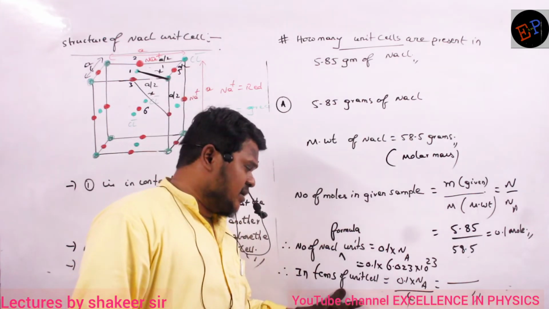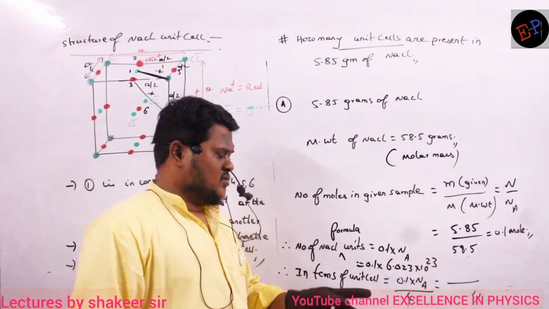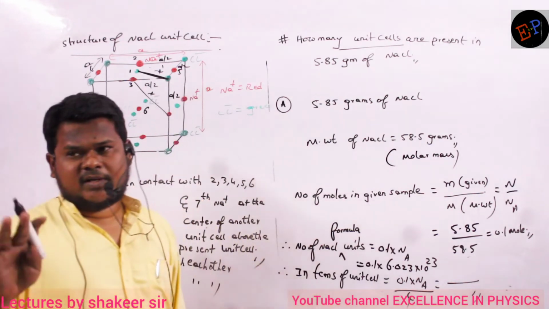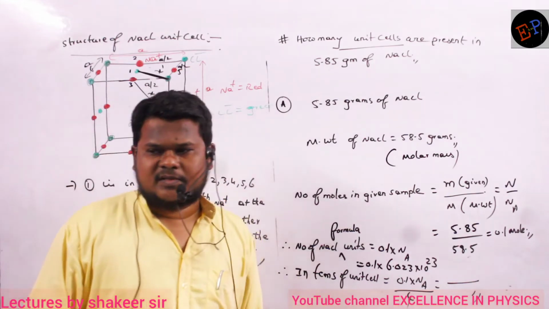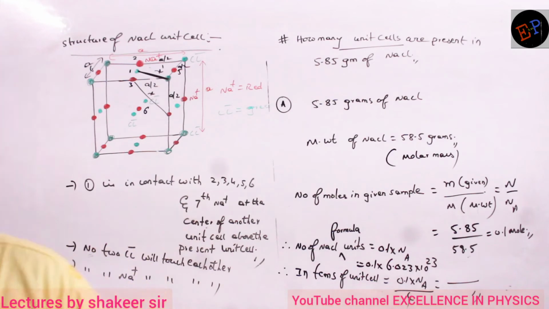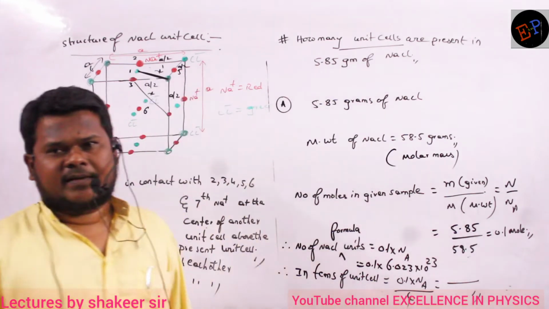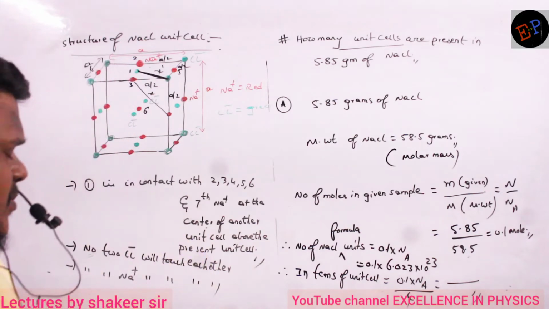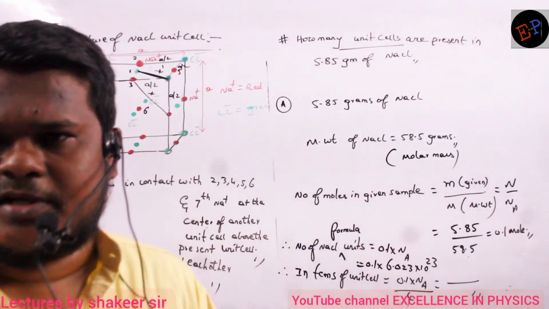But 1 unit cell will have how many NaCl formula units? 4. So total number of molecules divided by 4. That's all. So these many unit cells will be present. That is our answer, whatever may be the answer. Understood, ma? That's all. Some more problems we will do tomorrow, and tomorrow we will end this class of solid state.